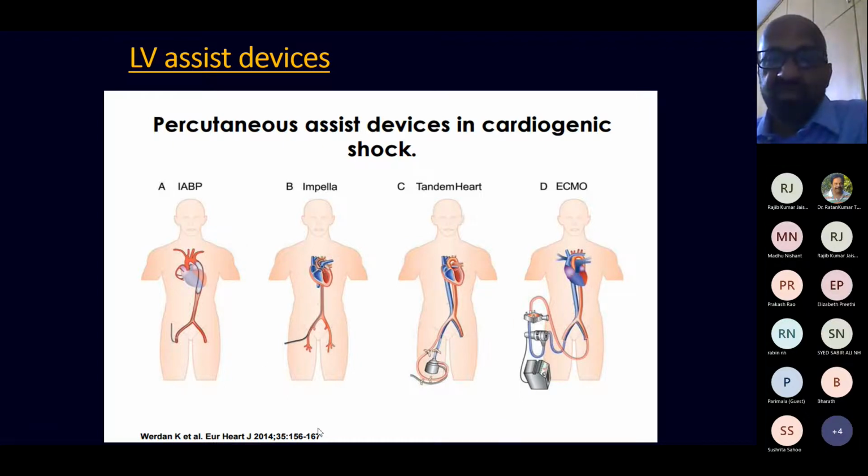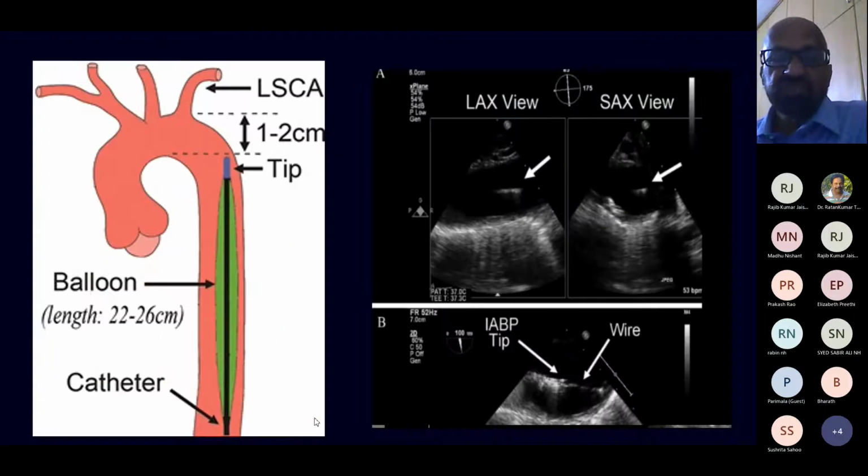An intra-aortic balloon pump is a device which is inserted retrogradely through the femoral artery into the descending thoracic aorta. This diagram shows the correct placement of the intra-aortic balloon pump. Note that between the tip of the balloon pump and the origin of the left subclavian artery, there is a distance of 1 to 2 centimeters. This is vital to not obstruct the left subclavian artery inadvertently.